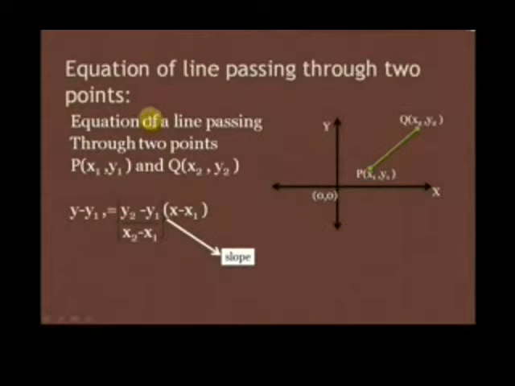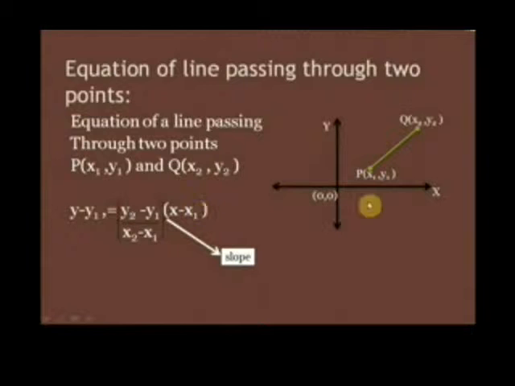Now, equation of a line passing through 2 points. Let P and Q be the 2 points given by the coordinates x1, y1 and x2, y2, and the line passes through these 2 points. Then we have seen that the slope m is equal to y2 minus y1 by x2 minus x1. If I take this point, it passes through this point and I know the slope, so I can write the equation as y minus y1 equal to y2 minus y1 divided by x2 minus x1, into x minus x1. Here y2 minus y1 divided by x2 minus x1 is the slope of this line.